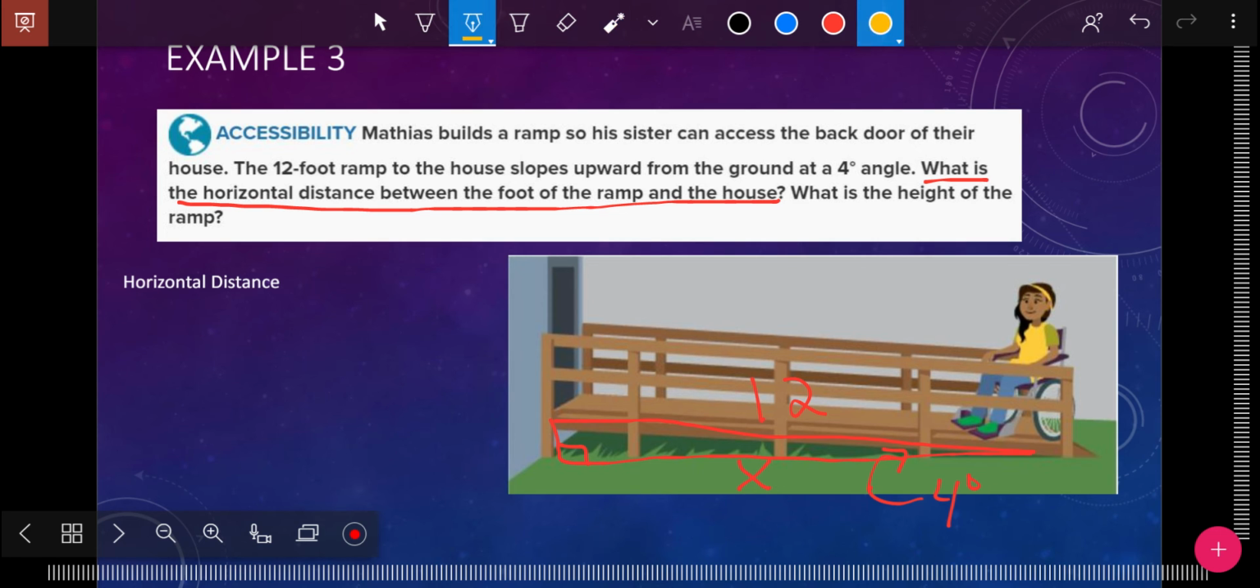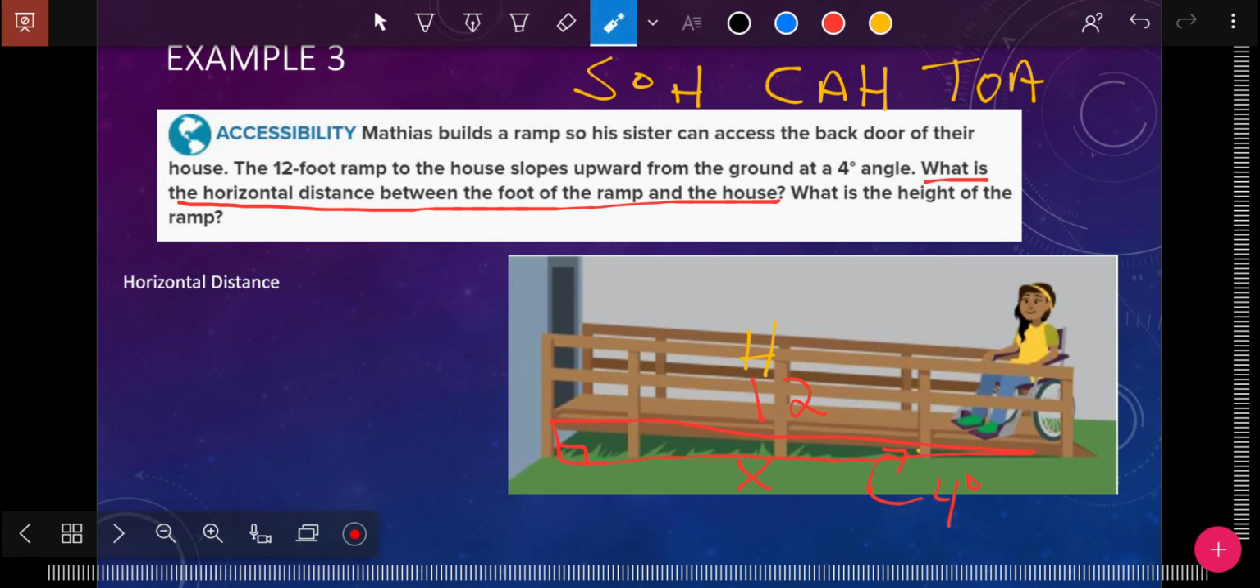So now I got to figure out, what am I using? Am I using SOH, CAH, or TOA? Well, I'm using this angle right here, 4 degrees. The 12 is the H. From this 4 degrees right here, opposite would be all the way over here. So that would be the opposite. So this is the adjacent. Well, obviously I'm solving for x, so I'm going to use the A. And I need to use numbers in a math problem, so I'm using the H.